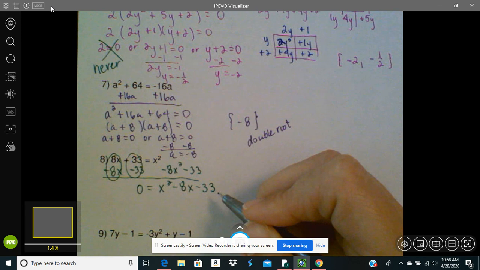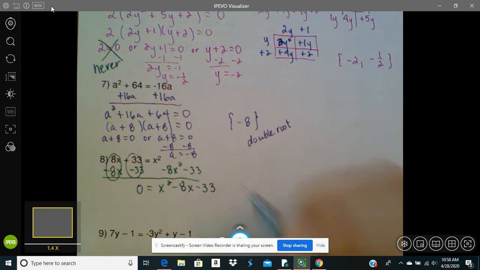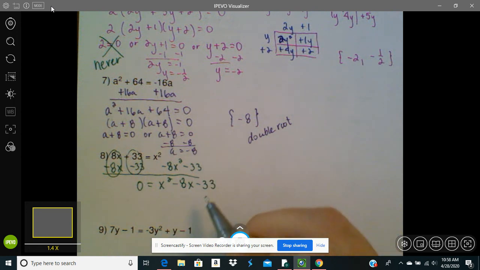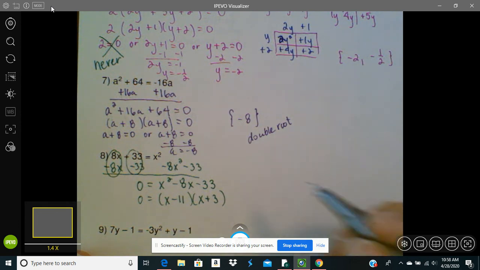Okay? So, that doesn't help us. And you know what? I just realized that my notes were wrong. Oh my goodness. I'm going to have to go back and fix those. All right. Give me 2 numbers that multiply to make negative 33, but that add to negative 8. Those 2 numbers are negative 11 and positive 3. I mistakenly wrote 8 on the notes, and I apologize.